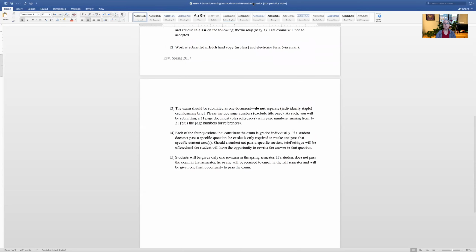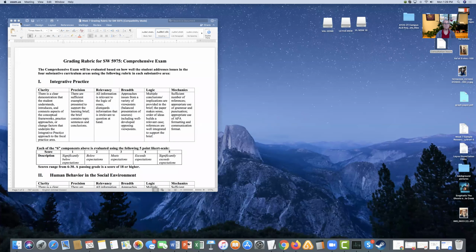So I'm going to stop sharing my screen and go back to the full screen and go back to the grading rubric. That's the final thing that we need to talk about today. I'm going to share the screen again so I can get that document going, and let me maximize this page.